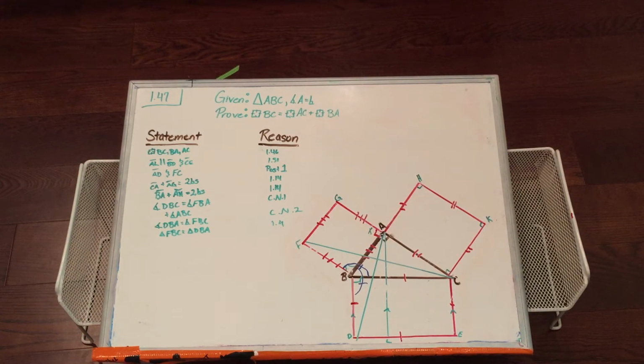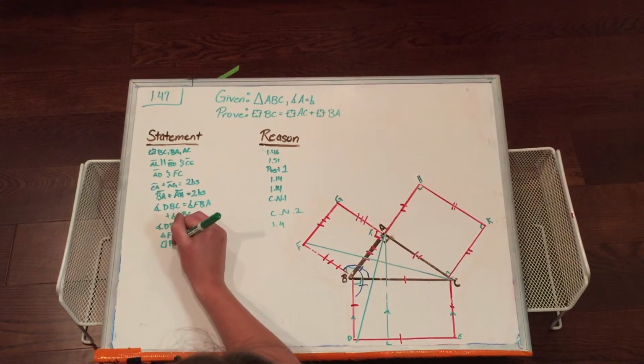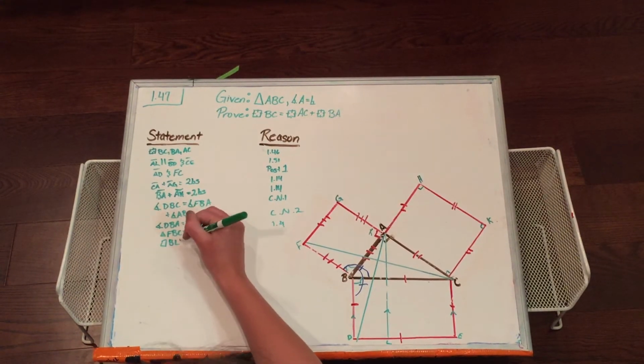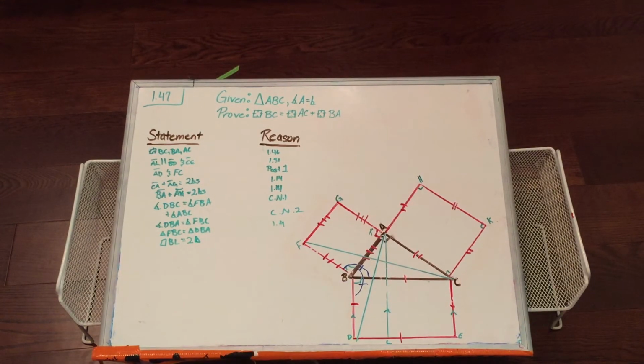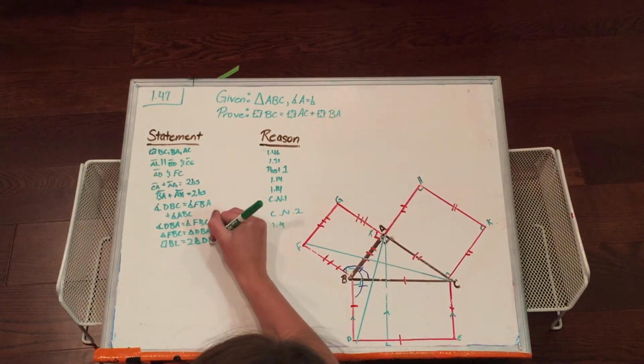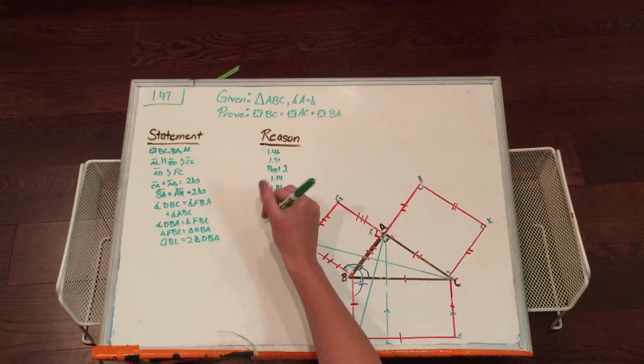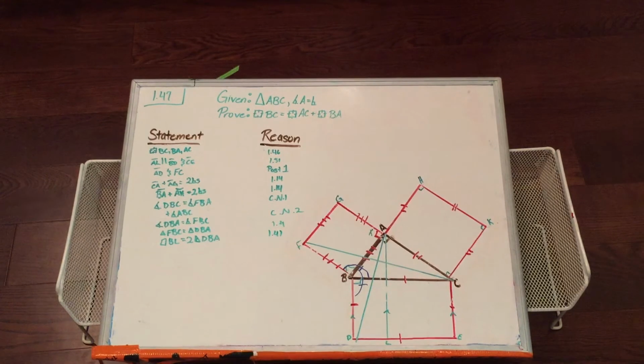Our next step would be to show that the parallelogram BL is going to be equal to 2 of the triangle DBA. And that is just because of proposition 41. And what proposition 41 says is that if a parallelogram shares a base with a triangle and falls in between the same parallel lines, then the parallelogram is double the triangle. And so our parallelogram is BL and our triangle is DBA, and they share the common base DB, and they fall in between the same parallels that are AL and BD.